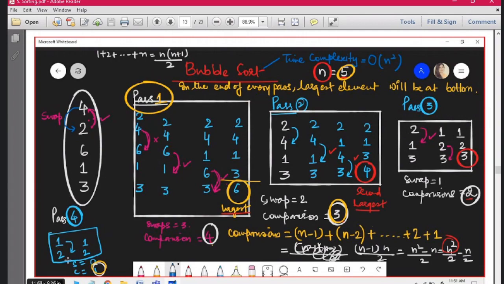Okay. So we will compare 1 with 2. 1 is smaller than 2, so there will be no swap. And in the last, we got 2 as the largest element. And there will be no pass because now we are left with only 1 element, and for 1 element, there is no need to compare it with anyone, right?